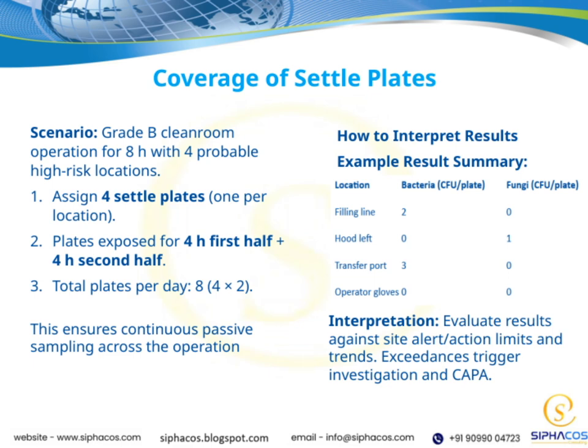Moving on to an example, consider the result summary for coverage of settle plates. Imagine we're working in a grade B cleanroom for 8 hours, and there are 4 locations that are considered high risk. We assign 1 settle plate to each of these 4 locations, so we have 4 plates in total. These plates are exposed for the first 4 hours, then replaced and exposed again for the next 4 hours. So, in total, we end up with 8 plates per day, 4 during the first half and 4 during the second half.